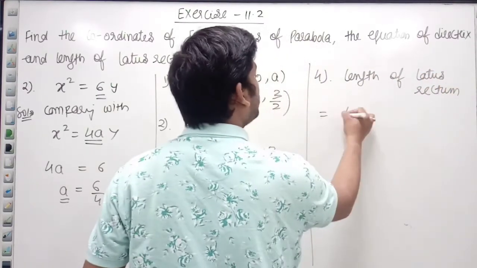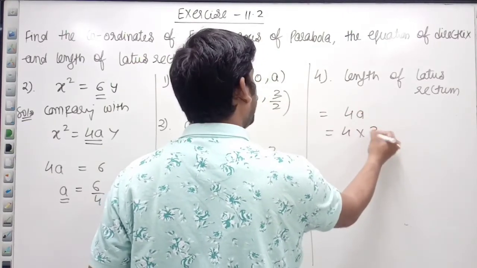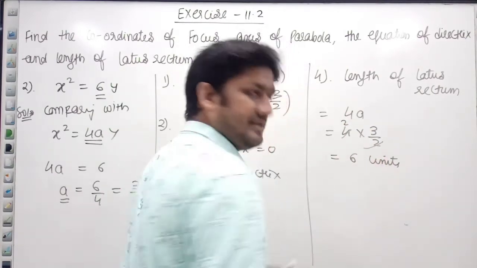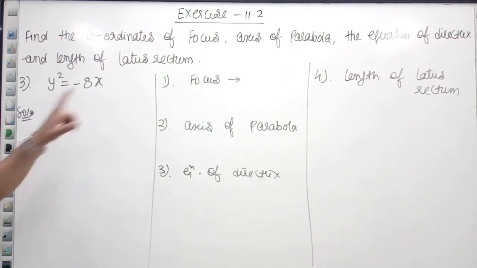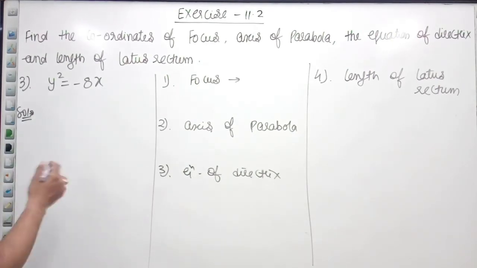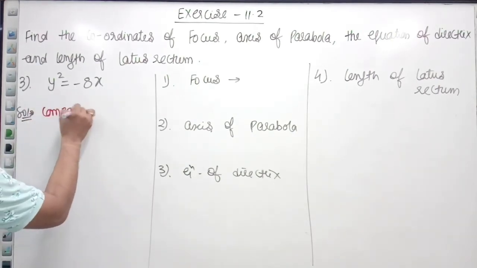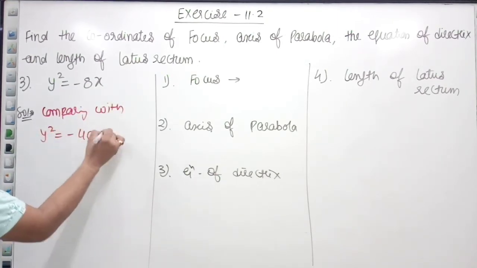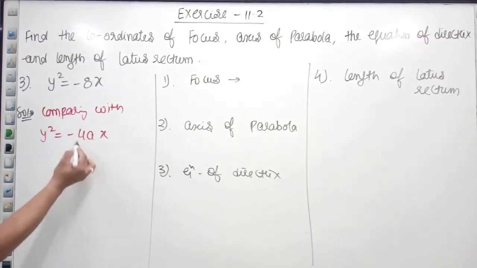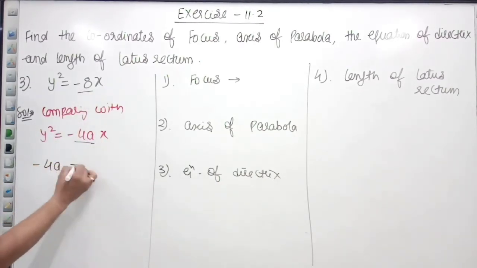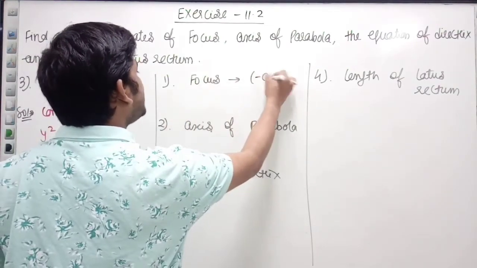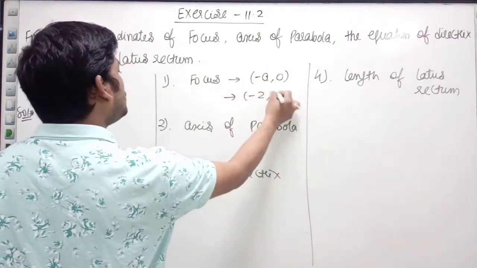Length of latus rectum will be 4a, 4 into 3 by 2, that is 6 units. Now the third question is y square equal to minus 8x. As I always talk about the 4 standard forms, I will compare it with y square equal to minus 4ax. So I can say minus 4a equal to minus 8, a equal to 2. If a is 2, then focus is minus a comma 0, that is minus 2 comma 0.